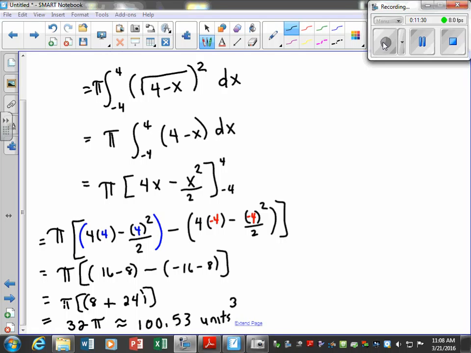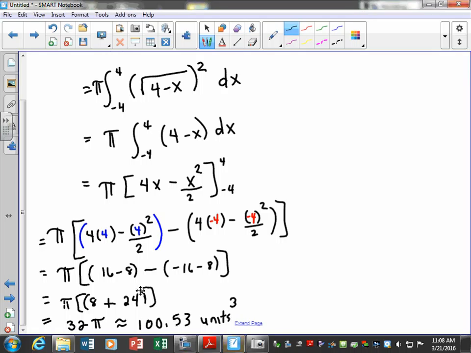Okay, so you want to check your work here. Remember, you're going to evaluate this. The antiderivative is 4x minus x squared divided by 2. Evaluate it from -4 to 4. Plug in 4, subtract when we plug in -4, simplify this, and we should get 100.53 units cubed.